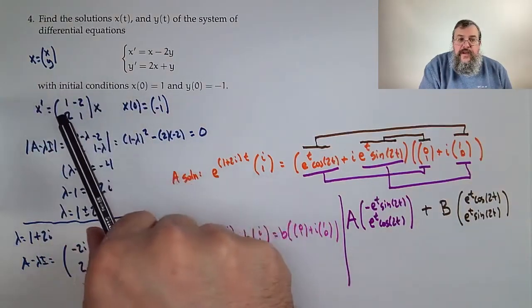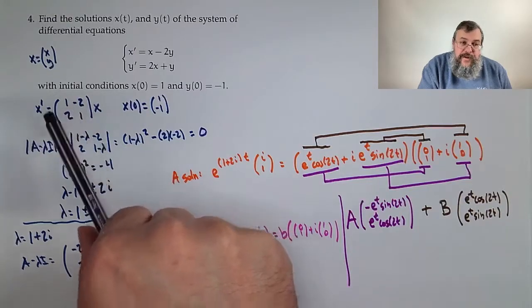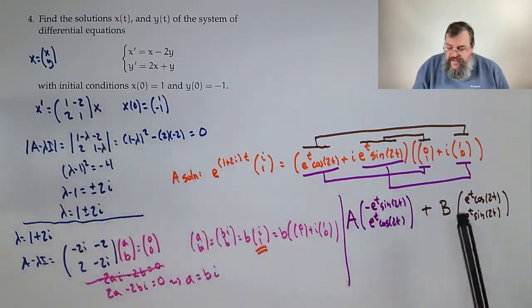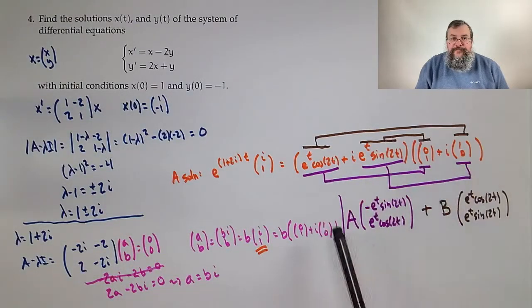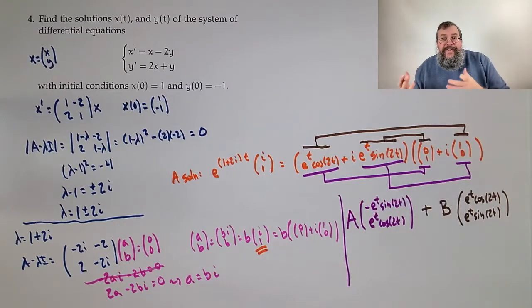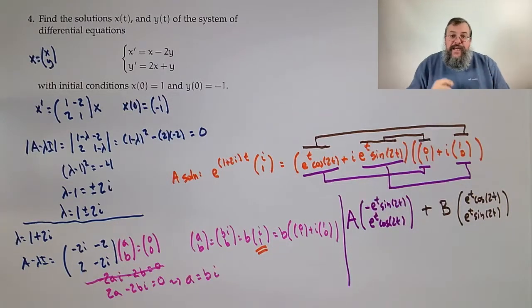X prime equals this matrix, 1, minus 2, 2, 1, times x. All solutions have this form. What we need to do now is find a and b. And the good news is it's going to be pretty straightforward. So how do we do it?